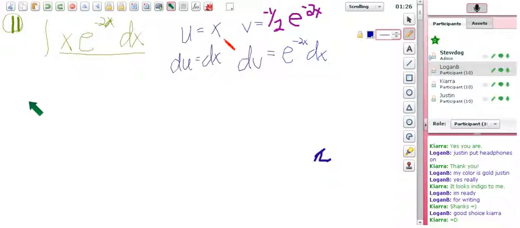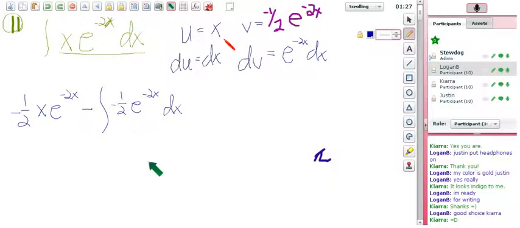So the integration by parts says that this can be rewritten as u times v, so that's x times negative 1/2 e to the negative 2x. So we'll just put the negative 1/2 out in front: x e to the negative 2x. That would be minus the integral of v du. So v is negative 1/2 e to the negative 2x dx. Okay.